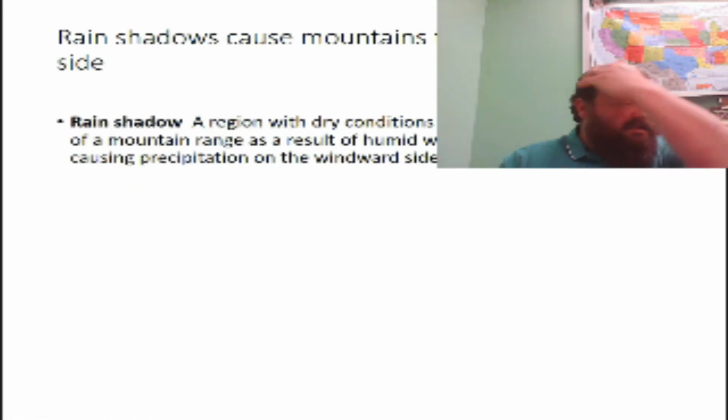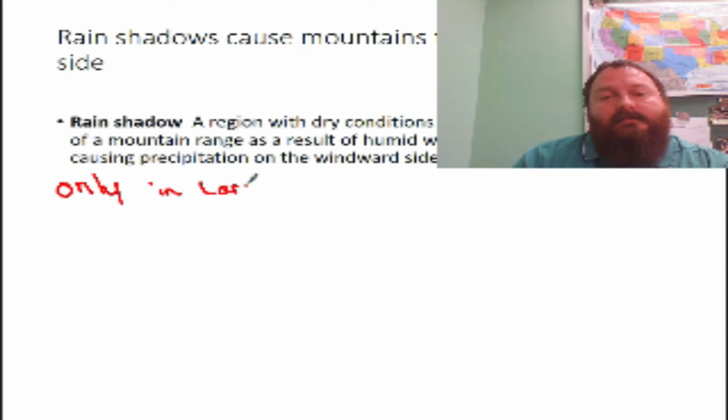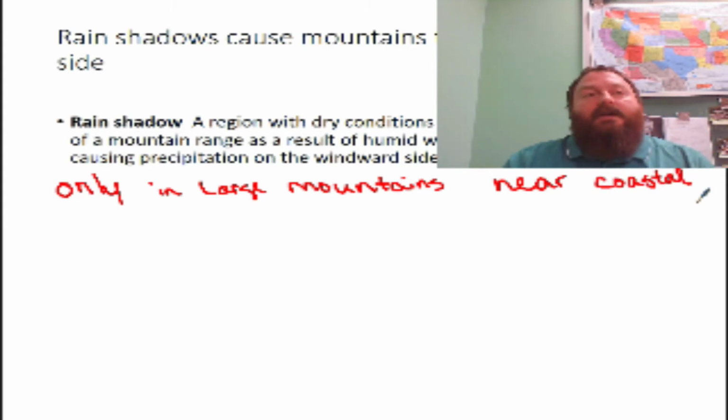All right, the next thing that's going to be affected by the wind patterns is something called the rain shadow. And the rain shadow is only going to occur on large mountains near the coast. So we need tall, high mountain peaks that are near coastal areas. The Appalachian Mountains that we have in Pennsylvania are never going to have the rain shadow effect. They're not tall enough, and they don't have a water source nearby. We need that major source of moisture, and we need that tall mountain range.